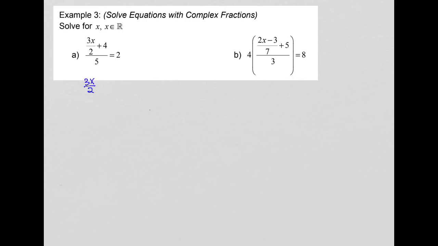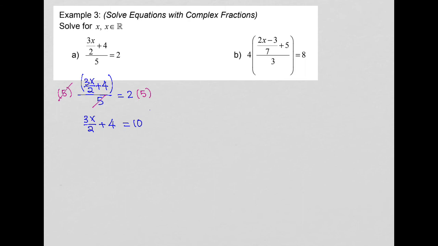3x over 2 plus 4, that's the numerator, divided by 5 equals 2. So what I'm going to do is times by 5 on both sides. So I times by 5 here. So 5 goes with a 5, that becomes a 1. So then you're left with 3x over 2 plus 4 equals 2 times 5, which is 10.